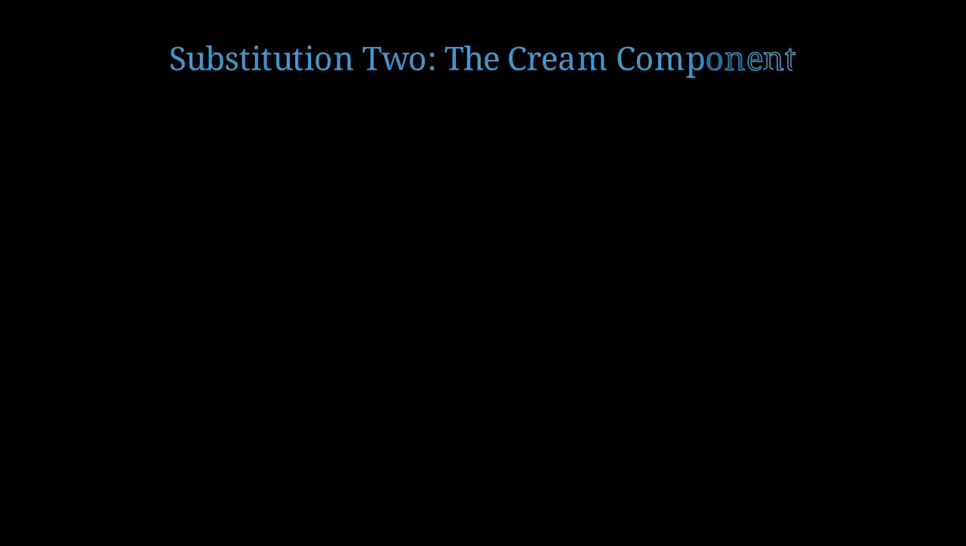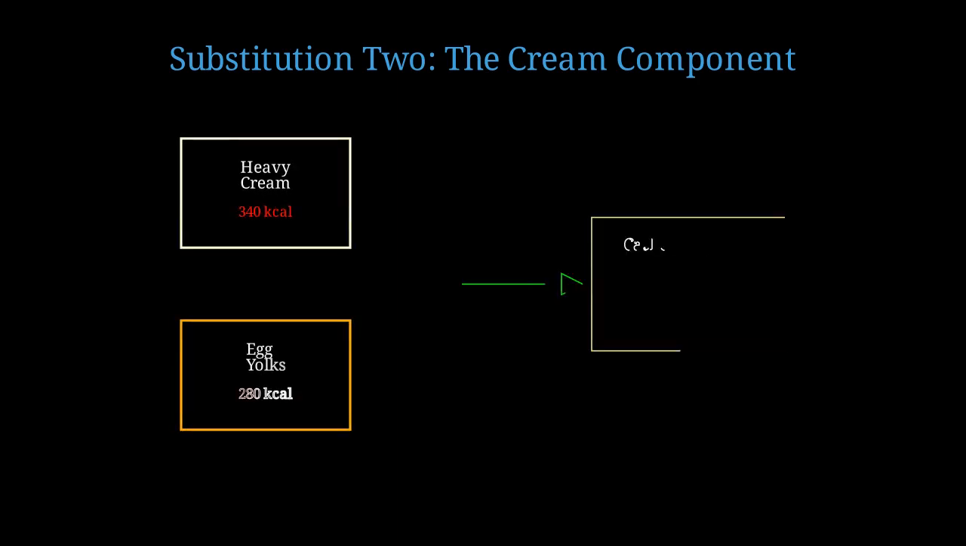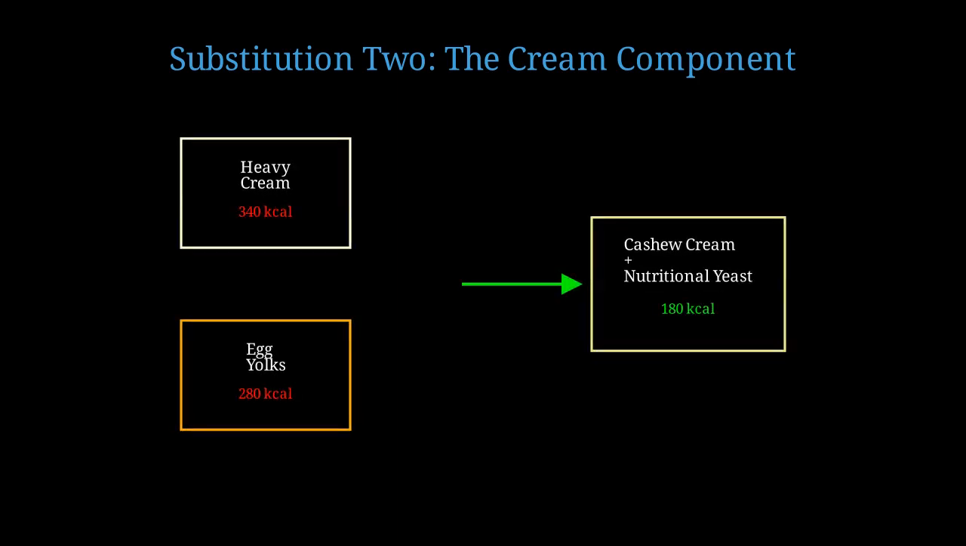Traditional carbonara uses heavy cream and egg yolks for that rich, creamy sauce. Heavy cream provides 340 kilocalories per 100 milliliters, and egg yolks add another 280 kilocalories. The AI substitutes a blend of cashew cream and nutritional yeast, which together provide only 180 kilocalories, while maintaining a remarkably similar creamy texture and umami flavor profile.